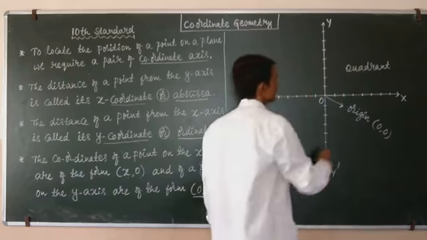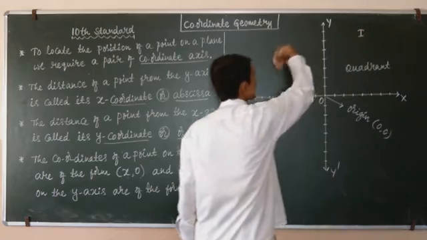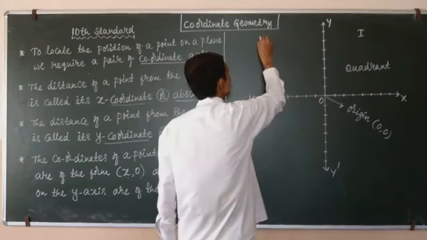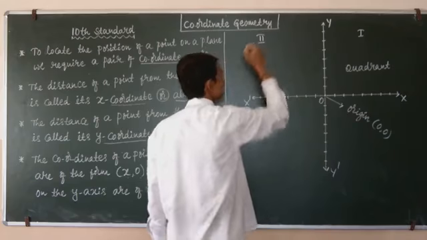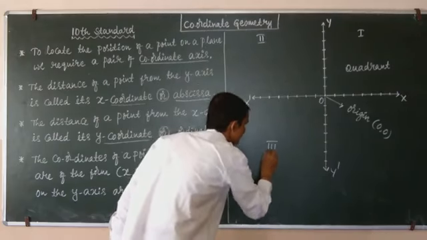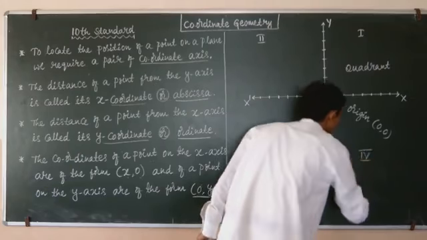So this is the first quadrant. Similarly, if we go in the anti-clockwise direction, this is called the second quadrant, this is the third quadrant, and this is the fourth quadrant.